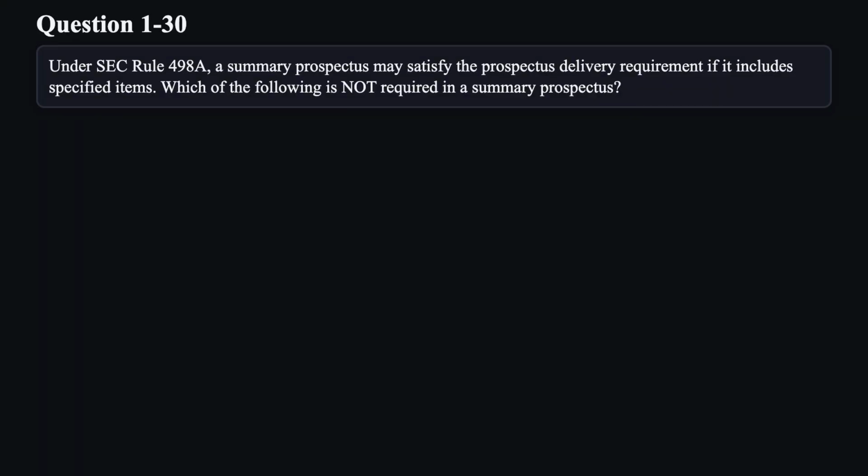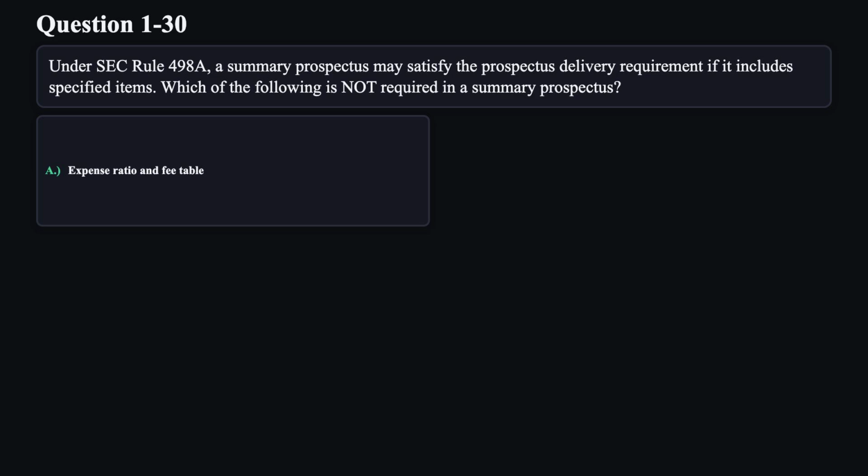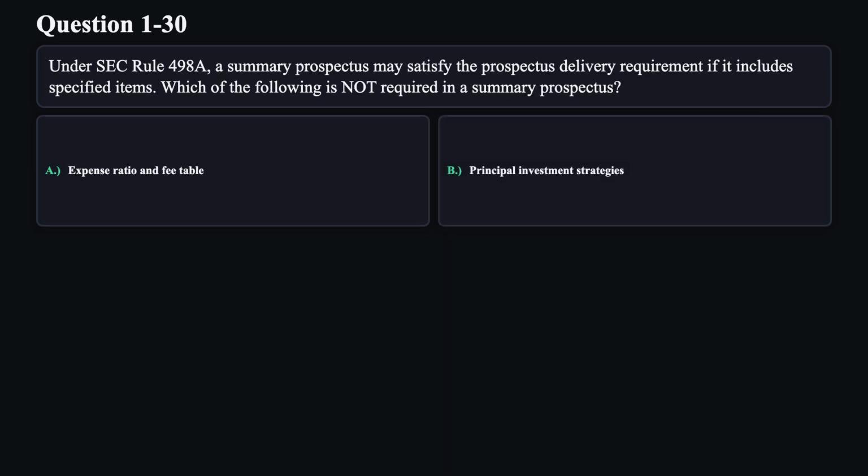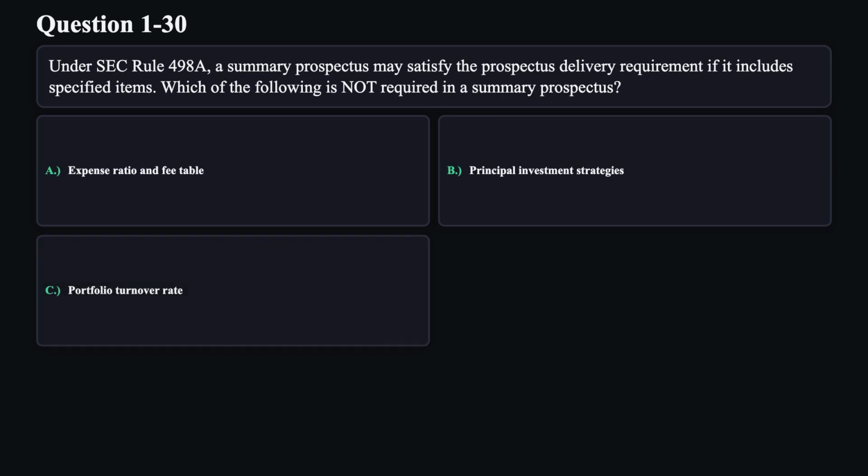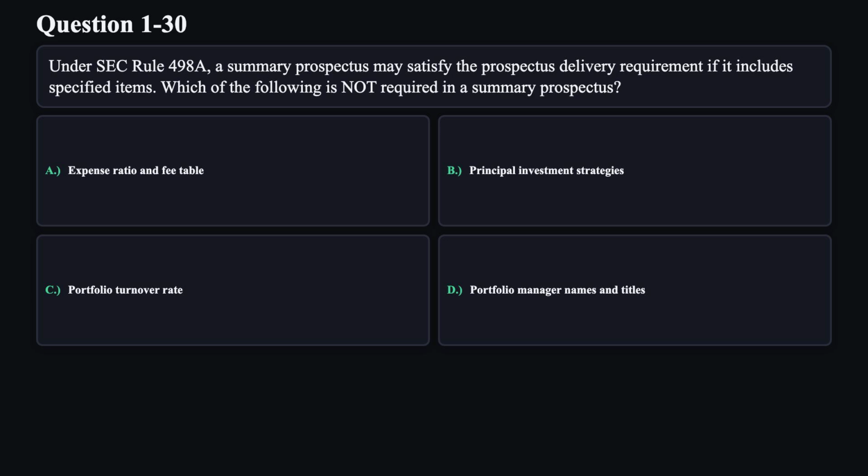Question 30. Under SEC Rule 498A, a summary prospectus may satisfy the prospectus delivery requirement if it includes specified items. Which of the following is not required in a summary prospectus? A. Expense ratio and fee table. B. Principal investment strategies. C. Portfolio turnover rate. D. Portfolio manager names and titles.